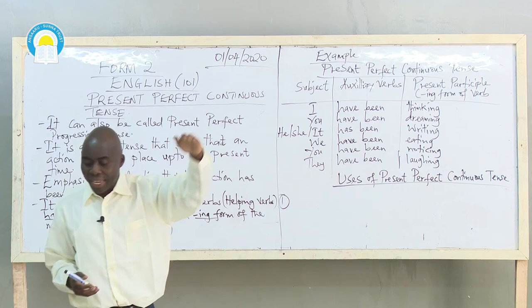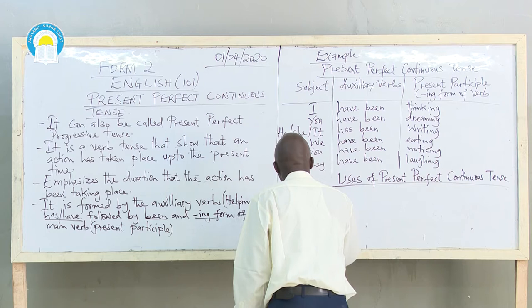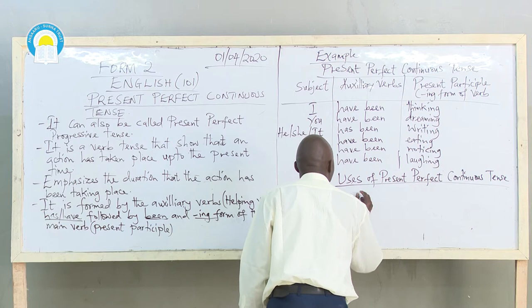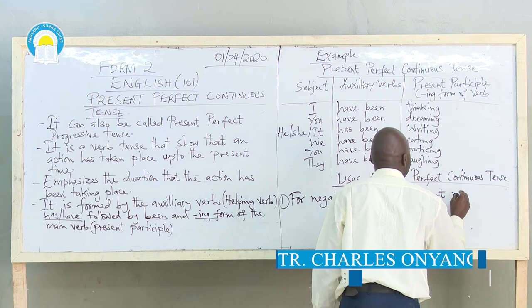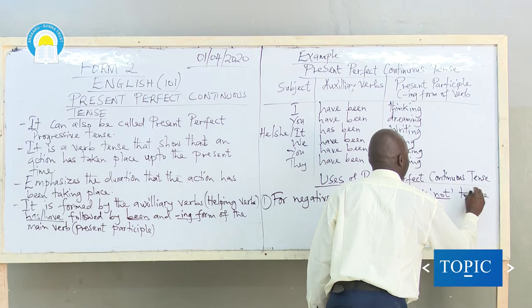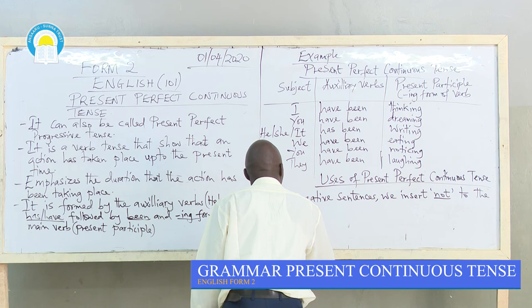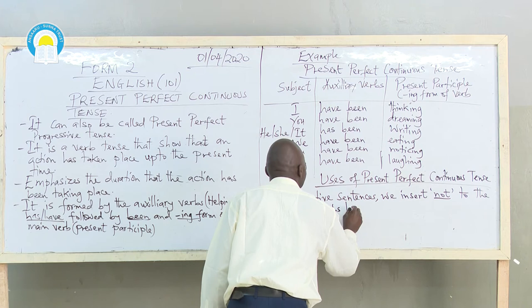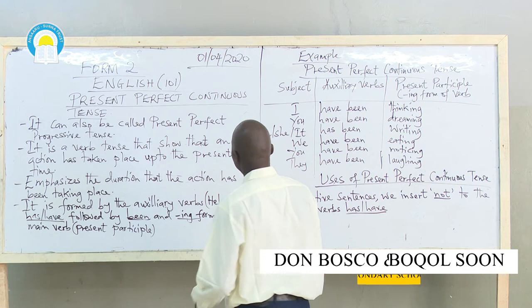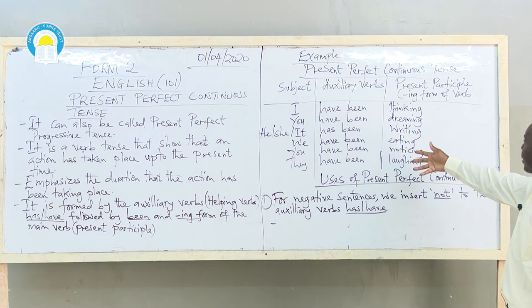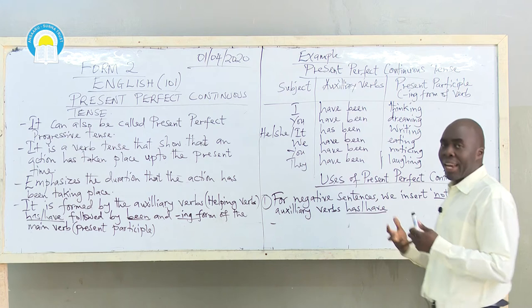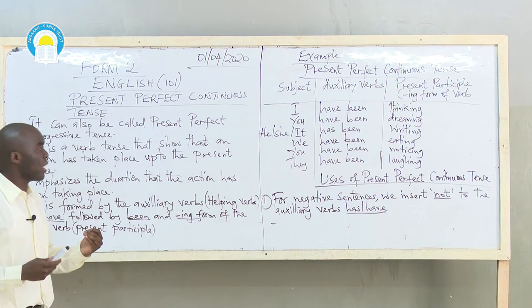So for negative sentences, you note that down: we insert not to the auxiliary verbs has or have. So you can say have not, or you can say has not. One of the uses of present perfect continuous tense is that it can be used to tell whether sentences are negative or positive. When you talk of a negative sentence, there must be the presence of the word not.